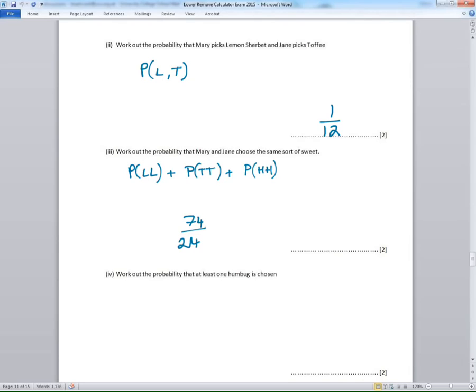When you add those together, you get 74 240ths, which can be simplified as 37 120ths. Okay, we're going to extend those ideas, work out the probability that at least one humbug is chosen. So that's the probability of one humbug or 2 humbugs.